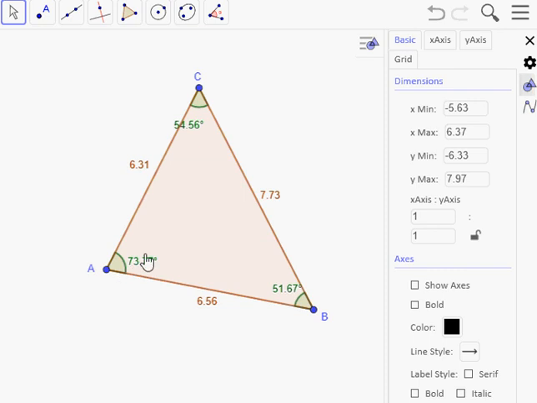And now where's the smallest angle? Let's see, angle C is 54.56, angle B is 51.67. So angle B is the smallest angle. Look where the smallest side is. The smallest side is the one directly across the triangle from the smallest angle. And so it appears that we could say that in a triangle, if the angles are not congruent, the largest angle is the one opposite the longest side. And if the sides aren't congruent, the longest side is the one opposite the largest angle. We could say it both directions.